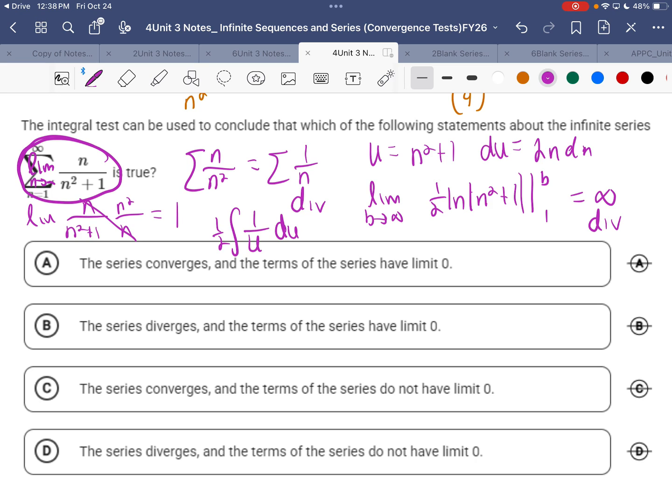What is the limit of the series? 0. Bro, it's not right. He's still arguing with me. A is right. It was definitely diverging, but the limit being 0 was about the original series, not about the integral.